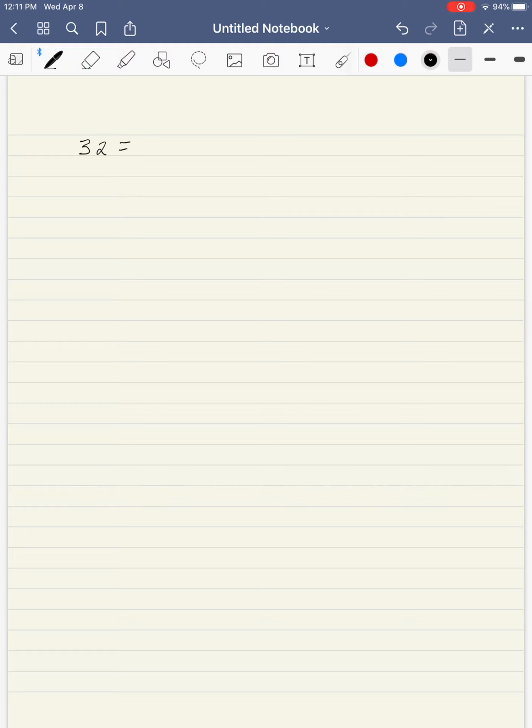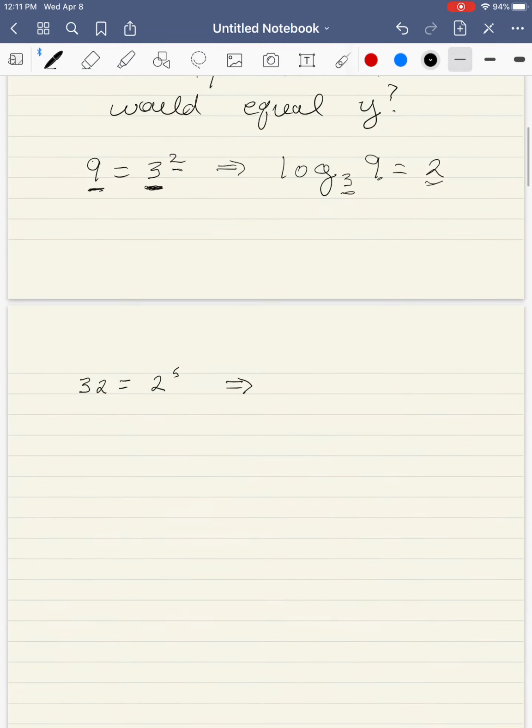Suppose I say 32 is equal to 2 to the 5th power. I want you to pause the video for a second and rewrite that as a logarithm. All right, so what we said is that this statement is equivalent to saying that the logarithm, and my base here is 2, of 32 is equal to 5. Let's look at this another way.